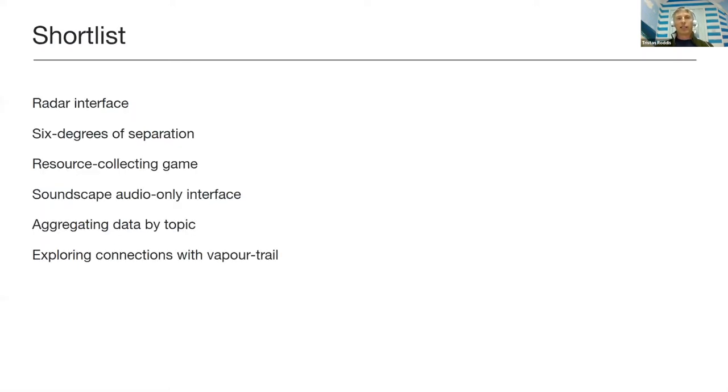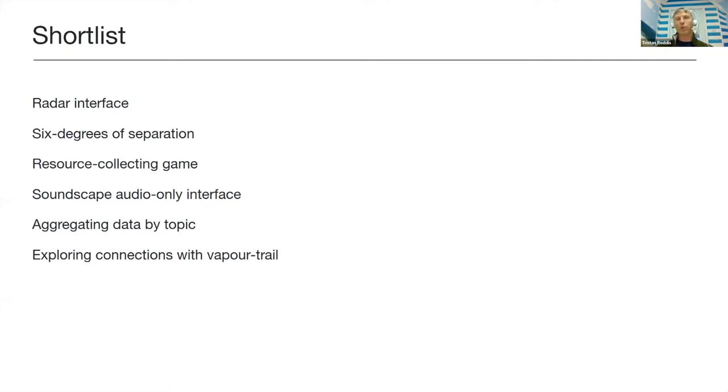So what this ended up with was a short list of, here are the discarded ideas. We had some things, thinking of things like a radar interface, as if you were inside the graph and looking out, what would you see in your proximity? Other things, again about traversing the graph, six degrees of separation, how far could you go? A resource collecting game where you would fly around and pick up materials that were associated with different objects from the combined collections of the Science Museum and the V&A.